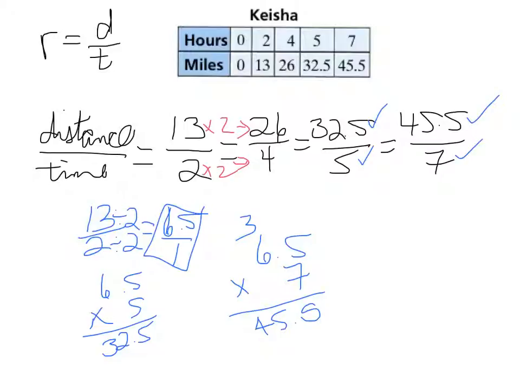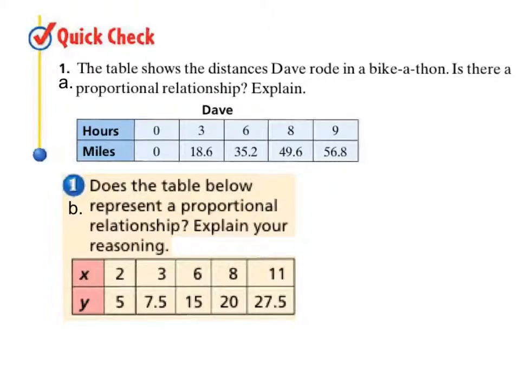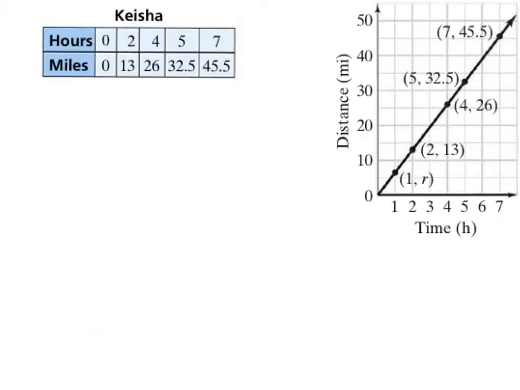So because all of these are in proportion and they follow the unit rate that we figured out, the ratios are equivalent. So there is a proportional relationship between the time and the distance. Pause the video and do these two in your notebook. Notice it says explain. You don't get to just say yes or no. You have to explain why there is or is not a proportional relationship.